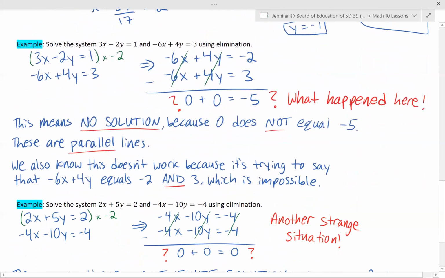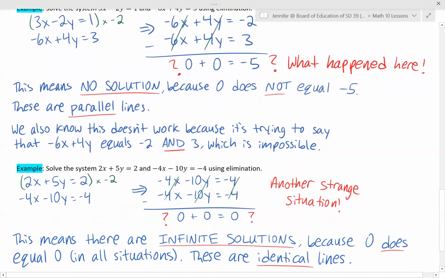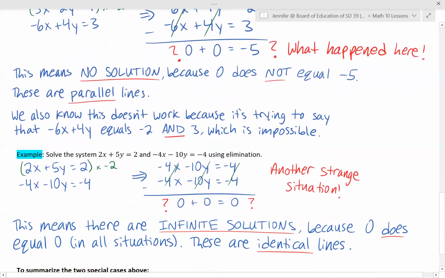And this is the infinite solution situation. We set things up the same way. We try to make the terms identical. But when we do so, it makes the entire equation identical. So not only is the left side identical, but the right side is too. So when we go to cancel out, we get a bunch of 0 plus 0 equals 0. This is another strange situation, but this means that there are infinite solutions, because it's asking us, when does 0 equal 0? At all times, in all situations. There are infinite situations where 0 equals 0. So therefore, there's infinite solutions to this problem. These would be considered identical lines.